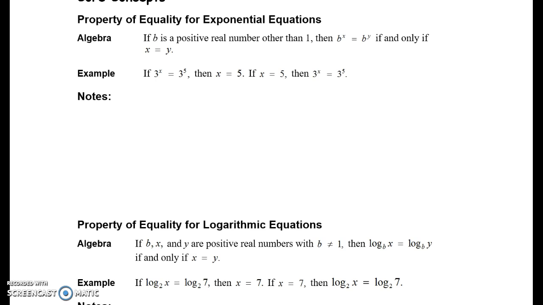So looking at the first one, we say if we have a positive number b to the x equals b to the y, if and only if x equals y. What that means is, look at the example. If I have 3 to the x and 3 to the 5th, that means that my x has to be 5. So for this, the note, we're going to say make bases the same.